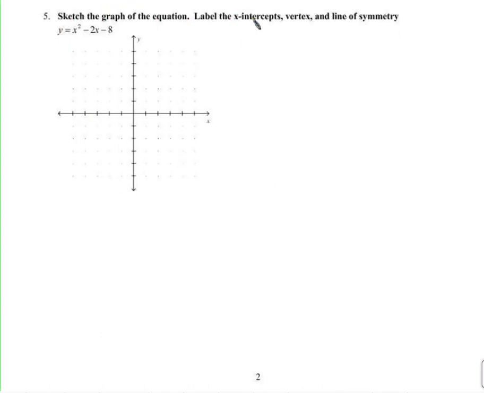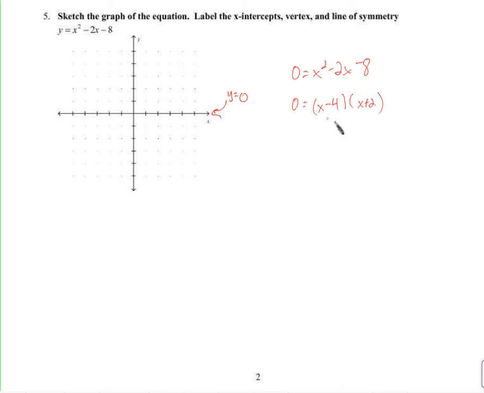Sketch the graph equation, label the x-intercepts, vertex, and line of symmetry. That's a lot of things. I'm going to start with the x-intercepts. Okay, I know that the x-intercepts are on the x-axis. That's when y equals 0. That's why I make y equal to 0. And now I'm just solving this equation, which I can do by factoring. If it's factorable, which it should be.